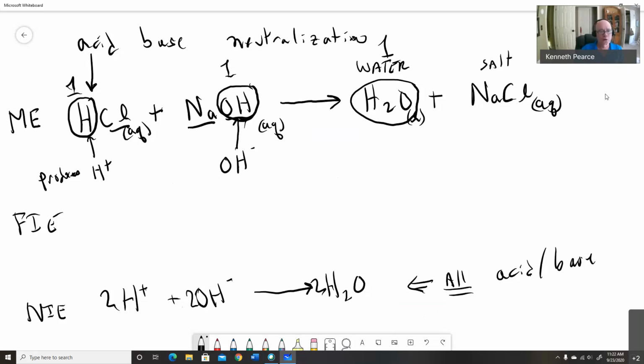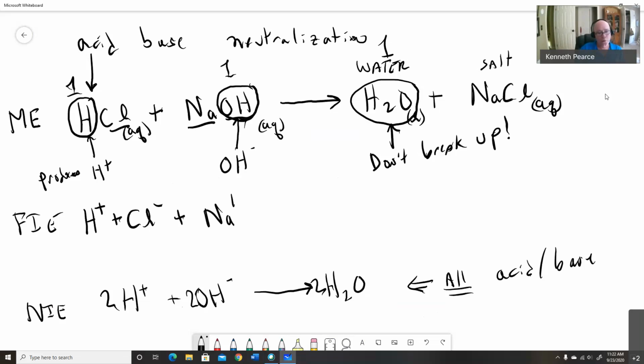So now we can go ahead and do our full ionic. Now, don't break up the water. Okay, don't break that up. The only things you're going to break are the things that are aqueous. So if it's solid, liquid, or gas, you don't break it up. But everything else is aqueous. And so acids produce H plus the other piece that it's attached to. So that's H plus Cl minus. And bases produce OH minus plus whatever it's attached to.